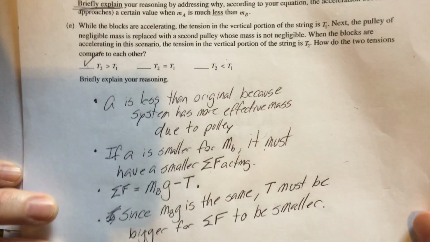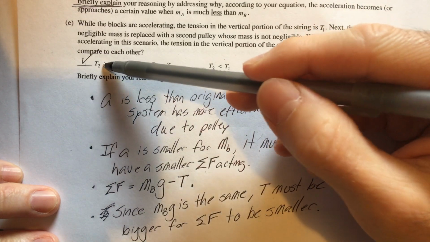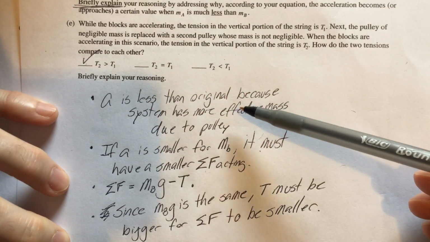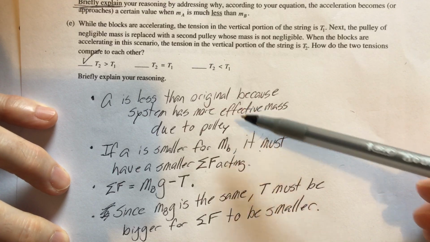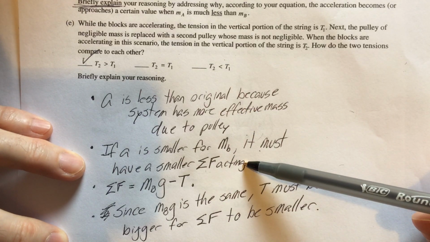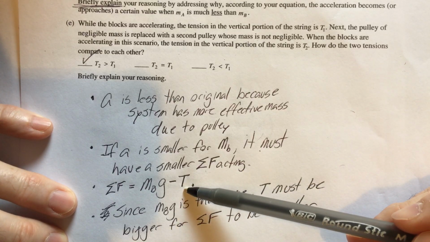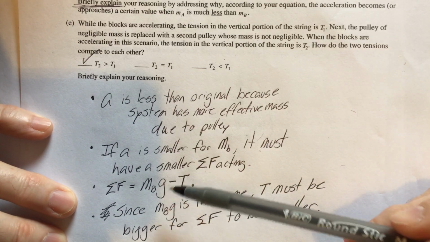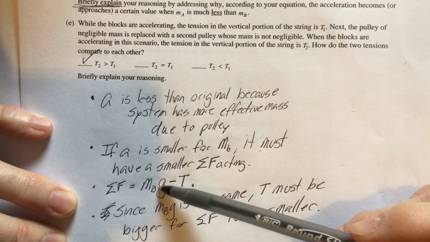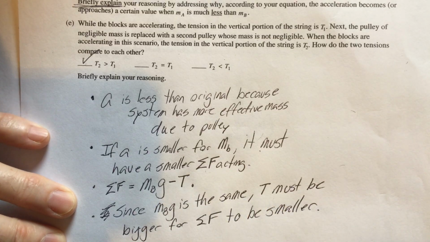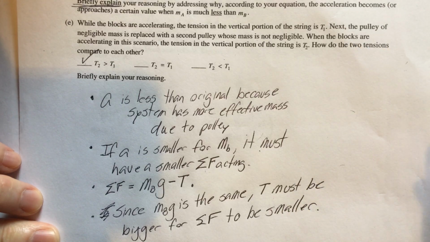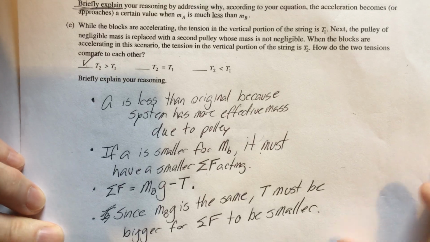Okay, so have we made a case? Have we explained why T2 is greater than T1? Let's see. We did say that the acceleration is less than the original, and that was because there had to be a smaller net force. The net force is given by this, and that's according to our free body diagram. And this is the same, so T must be bigger. All right, I think we've built a case there. I hope you guys found that helpful.